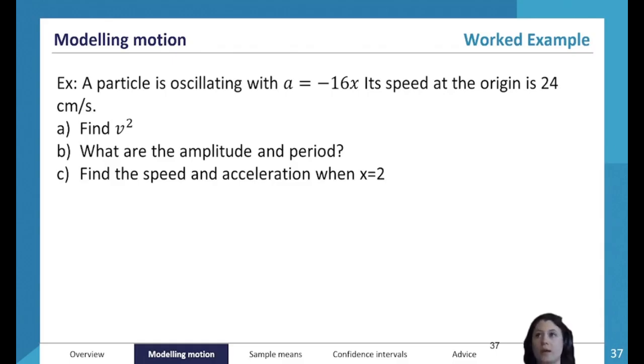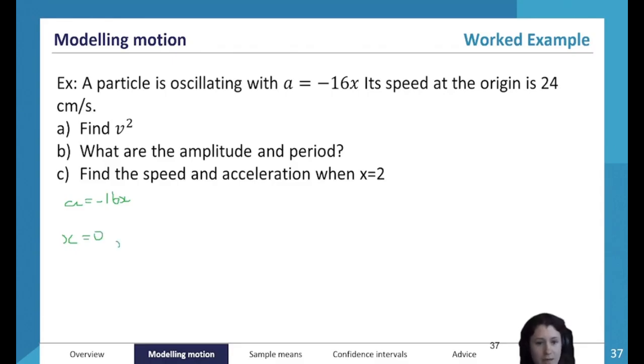So, what I'd like for you guys to do is pause the recording, have a go at this yourself, even if you're not feeling too confident. Just have a go, and then see how you go when we go through the solution. So, we know that a equals negative 16x. Its speed at the origin, so at x equals 0, sorry.